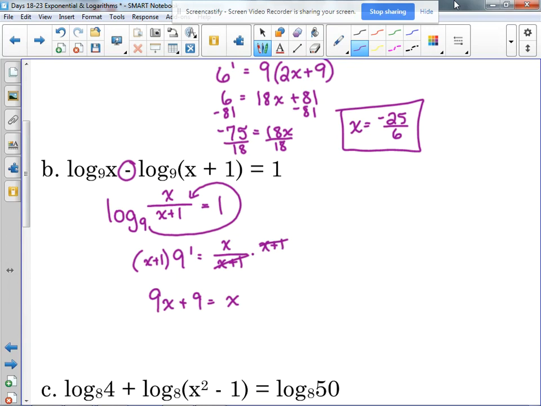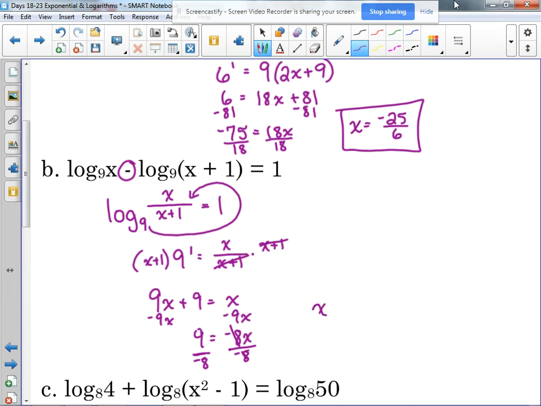Now, normally I don't move the bigger variable, but since that x is already by itself on the right side, I am going to subtract the 9x from both sides and then divide both sides by negative 8.